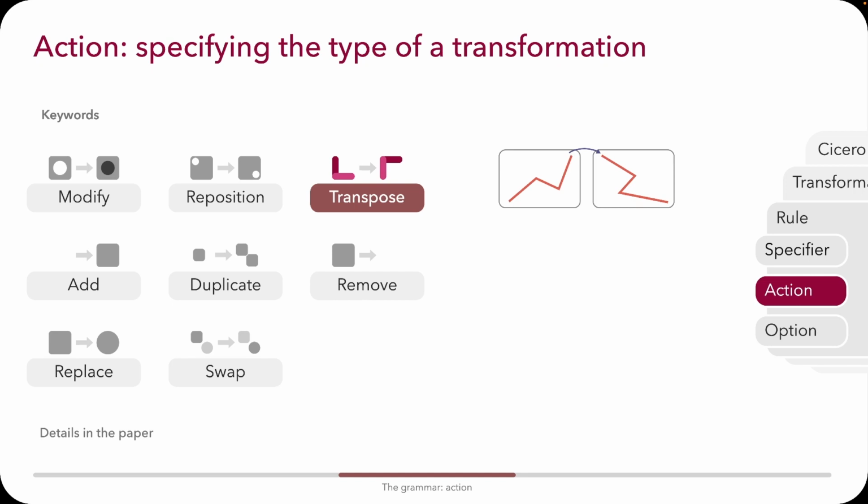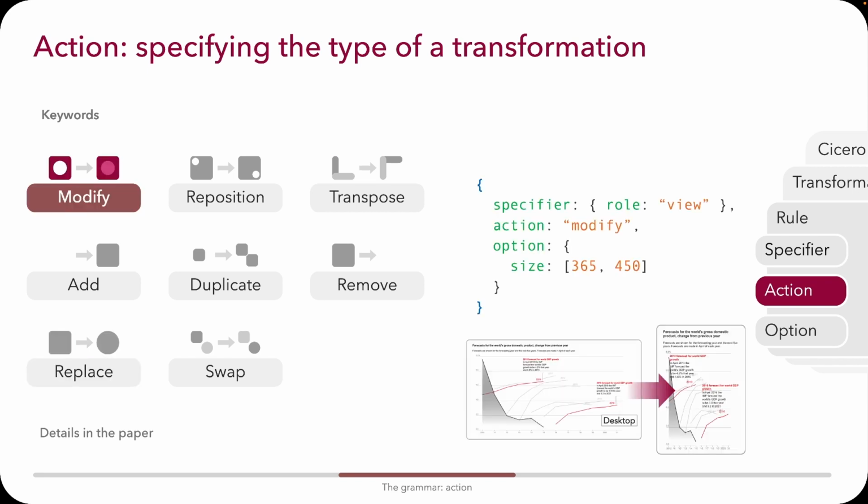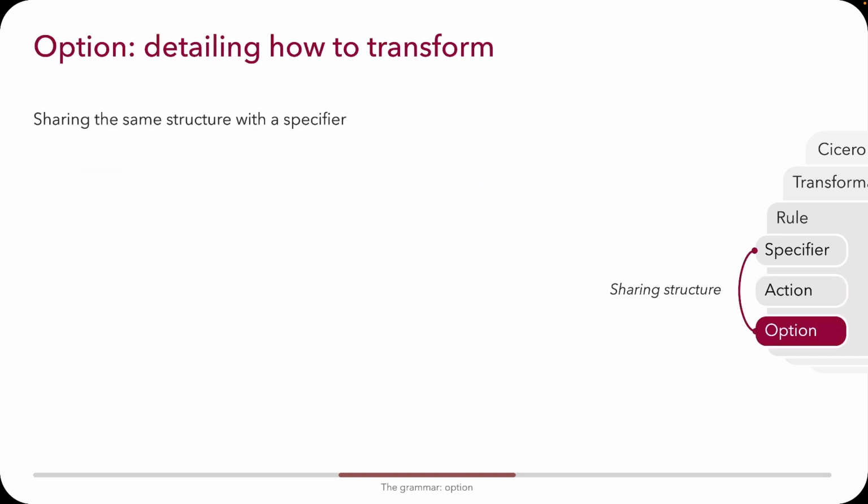For example, the transpose action changes the relative positions of a pair of objects, such as transposing axes. The replace action is used to change the role or functionality of an element. The example case replaces axis labels with a color legend. The modify action indicates changes to properties of elements. Here the rule is trying to modify the size of the view.